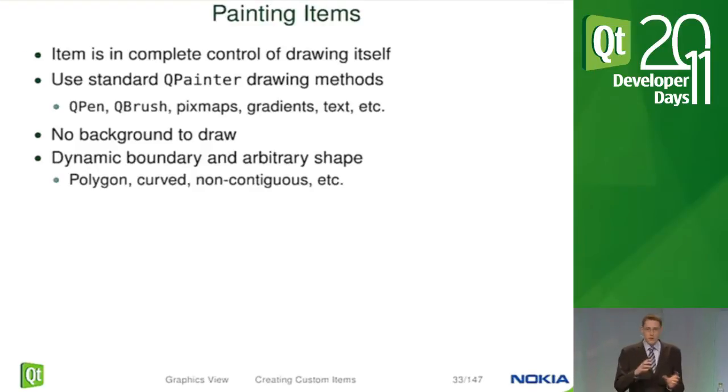The painter is already transformed to the right place on the screen, so you can just draw in there using your item coordinate system. You don't have to worry about where this actually ends up on the screen. If you have an item that has holes in it or consists of elements that are not connected, so if you have a transparent background, you don't draw on that, and then graphics view will automatically show the stuff that's behind in these areas.